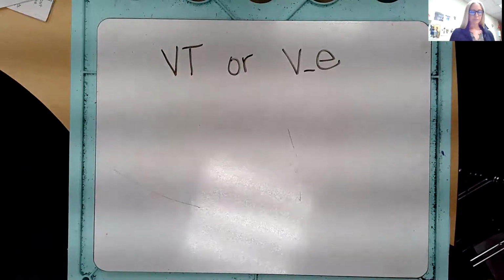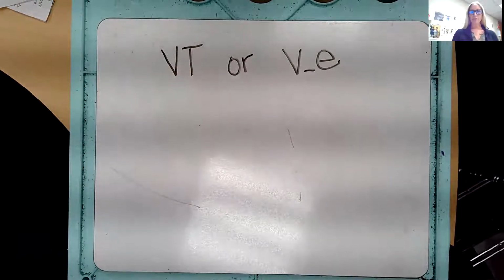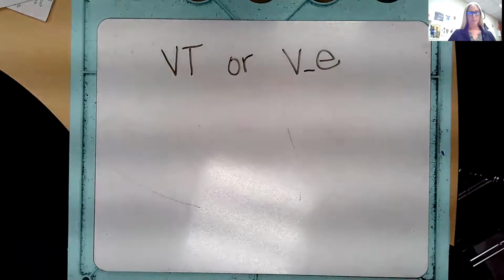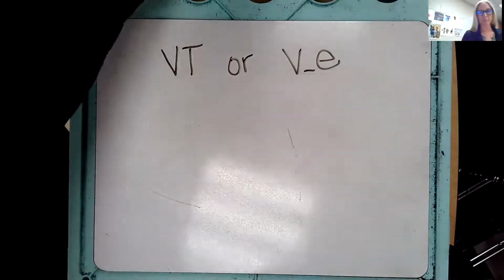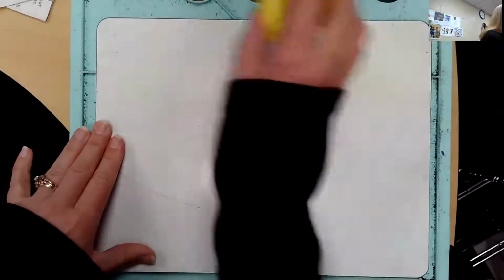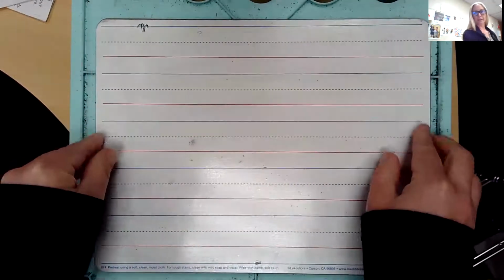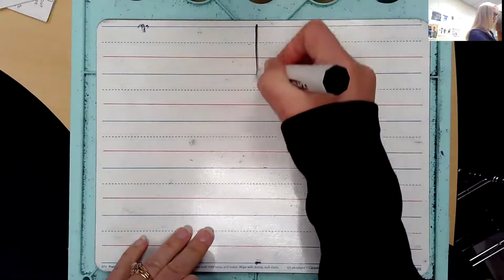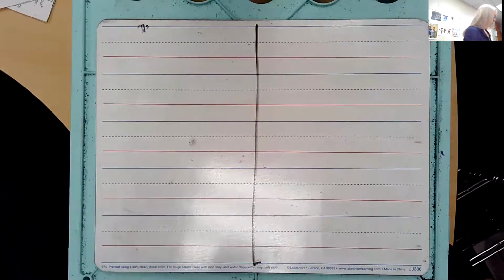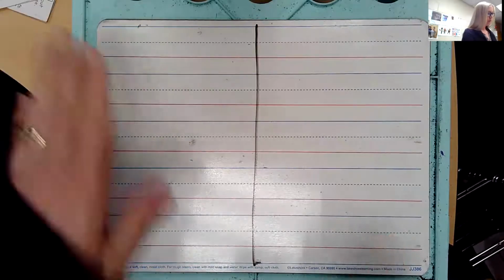All right. I need you to grab your whiteboard or a piece of paper. We're going to do some word building today. I'm going to use the line side of my board today, and I'm also going to draw a line down the middle. Here's what we're going to do. We're going to start with the word boy.